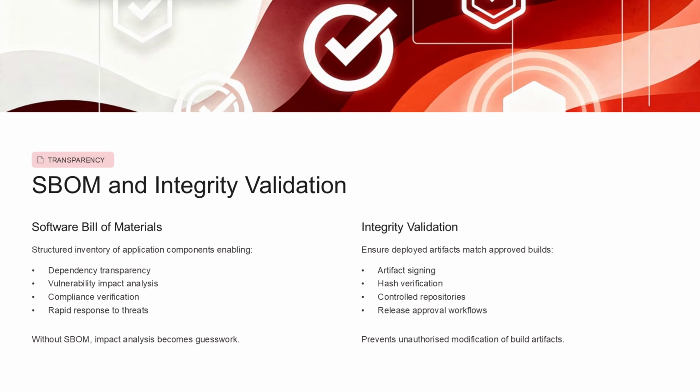Integrity validation ensures that artifacts deployed to production match approved builds. This includes artifact signing, hash verification, controlled artifact repositories, release approval workflows. Integrity validation prevents unauthorized modification of build artifacts. SBOM and integrity controls together strengthen trust in your software supply chain.